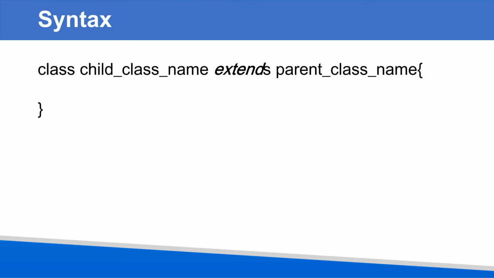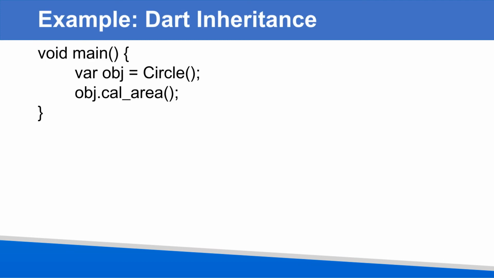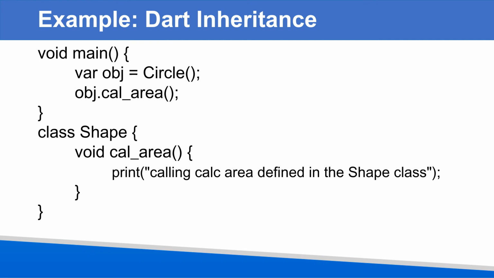So here is the syntax: class ChildClassName extends ParentClassName. In our example, we created a parent class named Shape. And inside of our class, we define a function named calculateArea. And inside of that function, print 'calling calcArea defined in the Shape class'. Then afterwards, we created a class Circle that extends the Shape class.